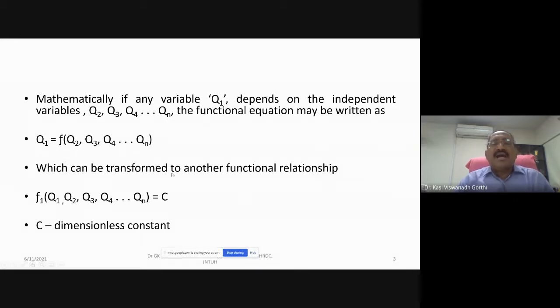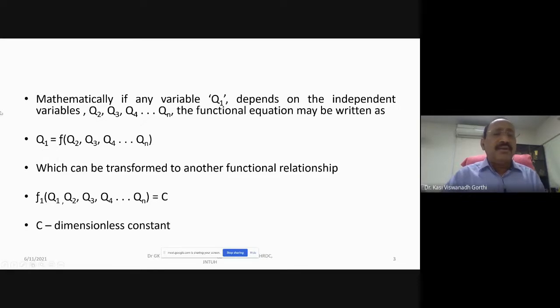This can be transformed to another functional relationship: another function f1 of q1, q2, q3, q4, and so on up to qn is equal to a dimensionless constant c. So what has been done here? The dependent variable q1 is a function of some variables.